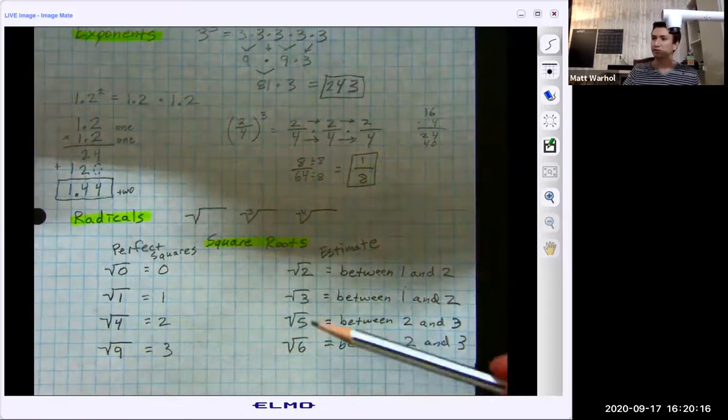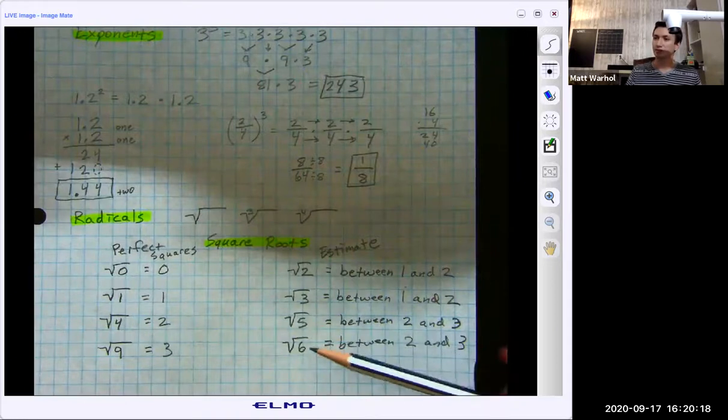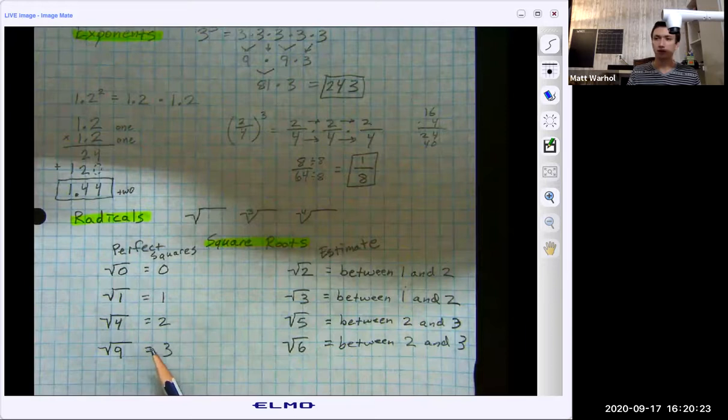If these irrational numbers are in between perfect squares, then you know where the number is going to land around. You can estimate which integers your answer is going to fall between. Now we can check it with our calculator. Let's see what we get.